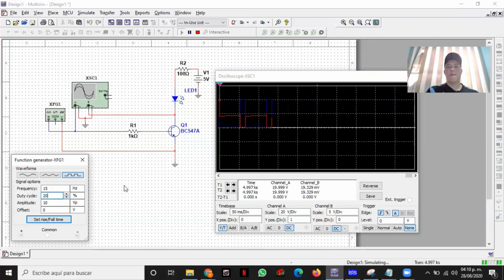So in conclusion, we can say that if it's a very low percentage of duty cycle, the PWM signal stays low for a long time. But if we increase the duty cycle, the PWM signal stays at a very high level for a very long time. And I think that's it for this circuit.